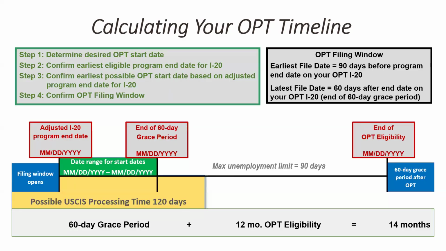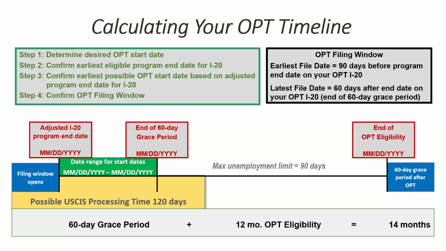Now, to give you an idea of how OPT timelines work, here's a chart. So basically, you'll figure out your end date, whether that's graduation, your defense date, or another date. Your filing window opens 90 days before that, and it ends 60 days after. So you need to establish your end date before you even start putting your application together, because that's going to determine your filing window. You must choose a start date for your OPT that is within the 60-day grace period after your program end date.